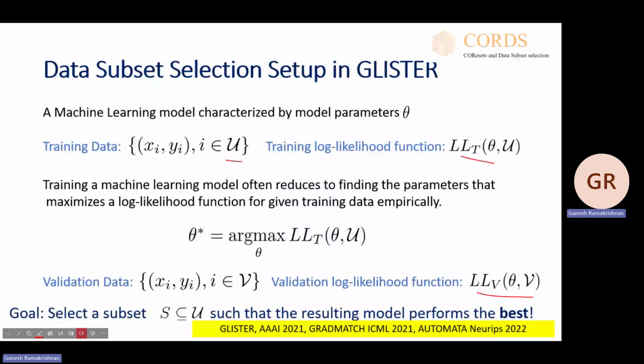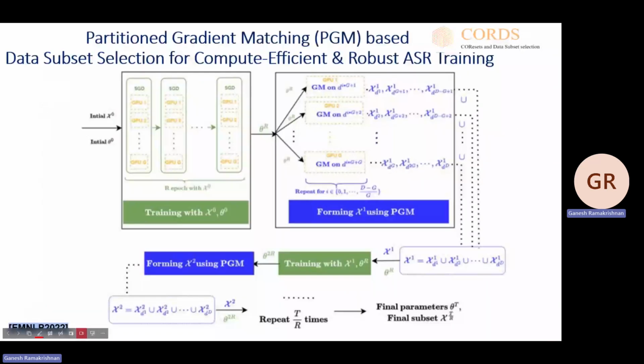Now here we did something more. Instead of expecting the subset selection and all the data to be on one server, it's a large number of servers. This is what happens with large language models also. So you want to do partition gradient matching. The entire paper, like I talked about gradient matching, is to do partition gradient matching, so gradient matching across partitions for efficient and also robust ASR training.